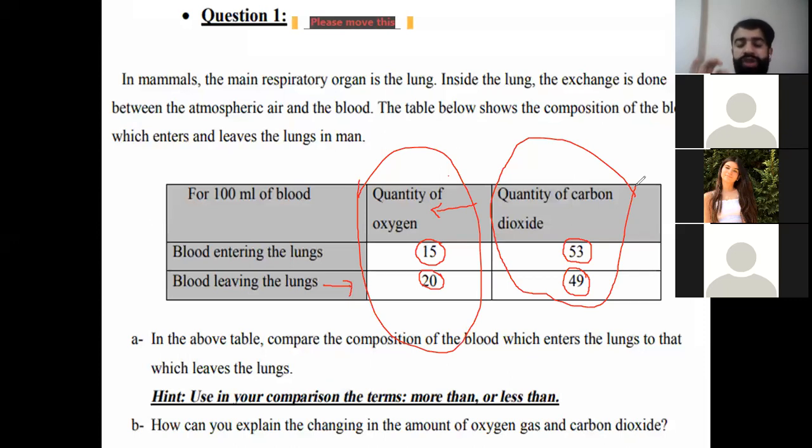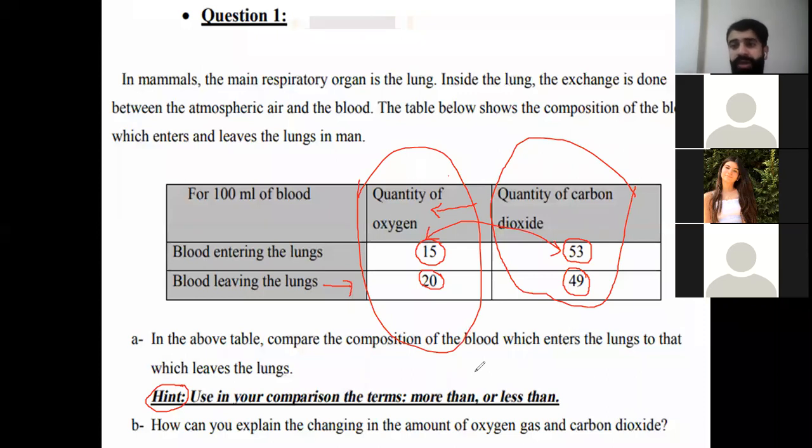And pay attention, please. We can't compare oxygen and carbon dioxide together. Imagine that you compare oxygen and carbon dioxide. It's like saying we have 5 apples while you have 5 bananas. There is no comparison. So you have to compare oxygen in the blood entering to that in the blood leaving. I gave you this hint in the quiz.